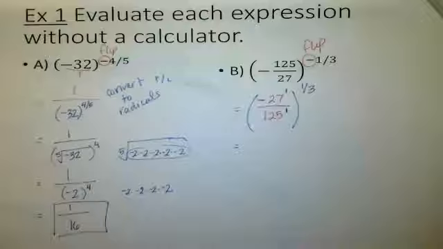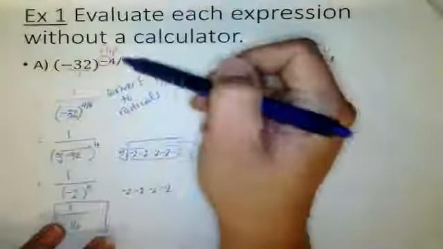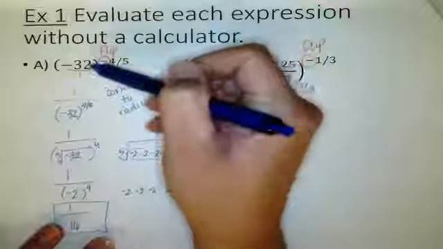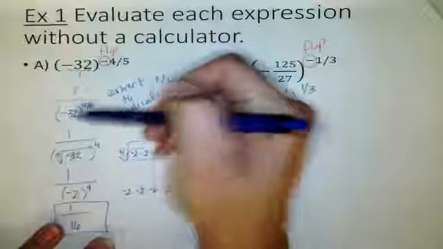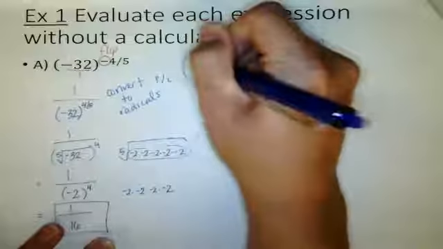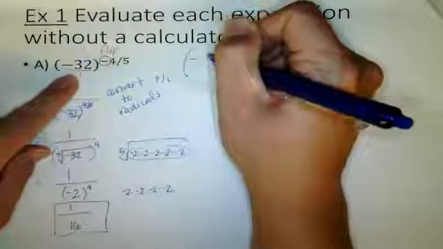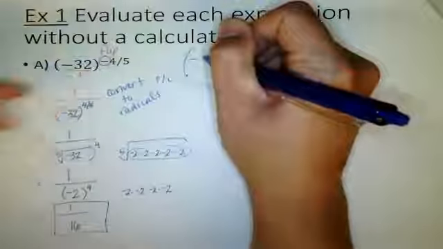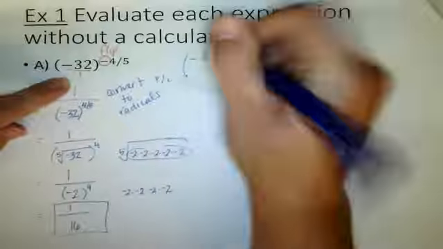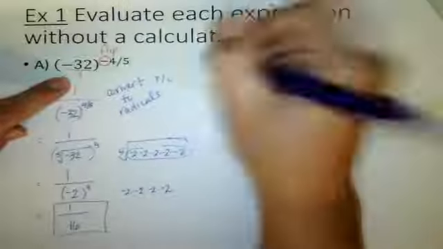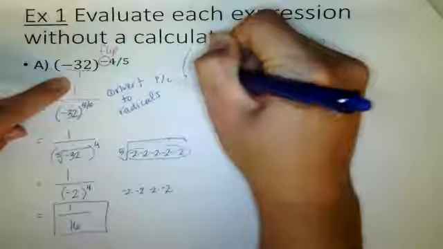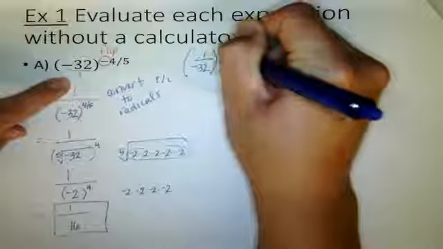How come in the first one the 4/5 only applied to the bottom, and the second one is for the entire thing? Good question. The question was, how come the 4/5 only applied to the 32 and not this whole fraction? Well, in fact, it could have. If I take my fraction negative 32 over 1 and flip it, it'd be 1 over negative 32. Let me put that negative on the bottom, or on the top, doesn't matter. Negative 32 to the 4/5 power.